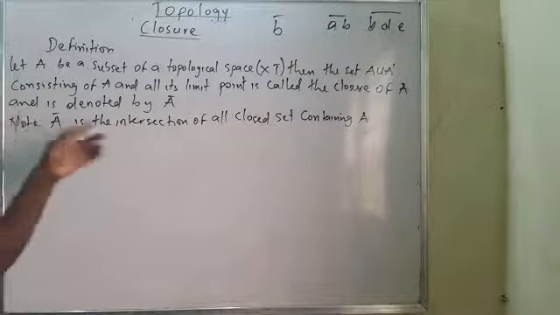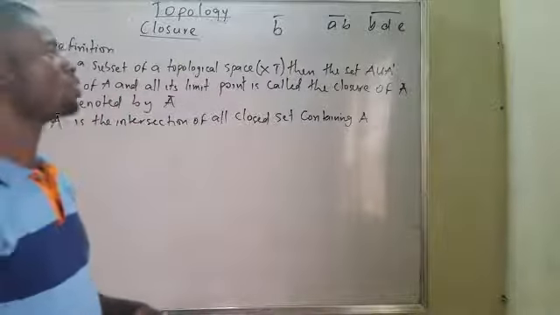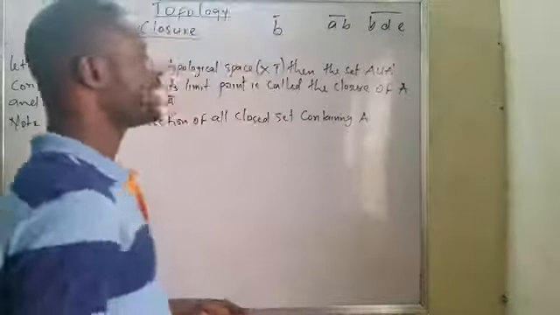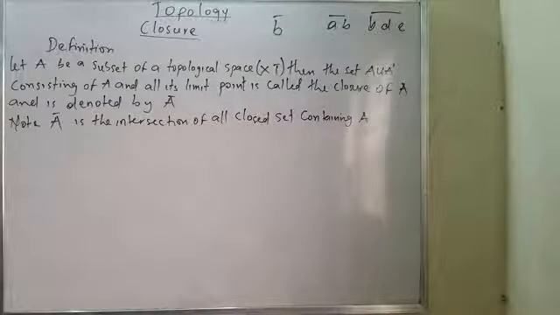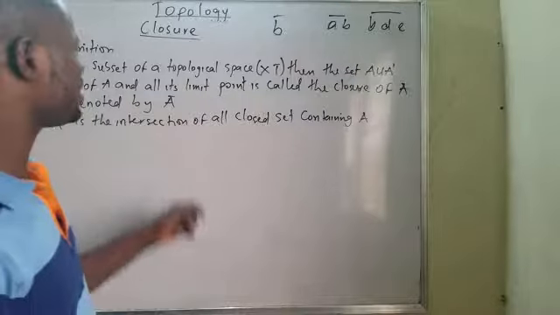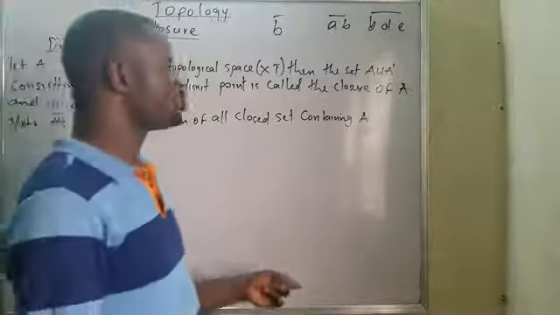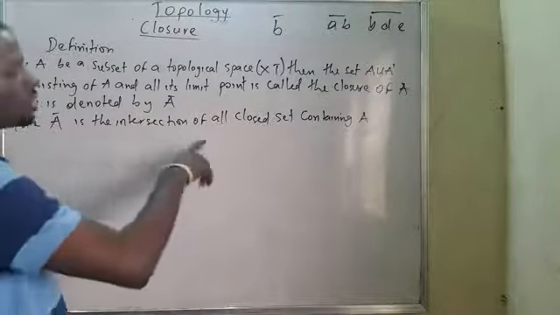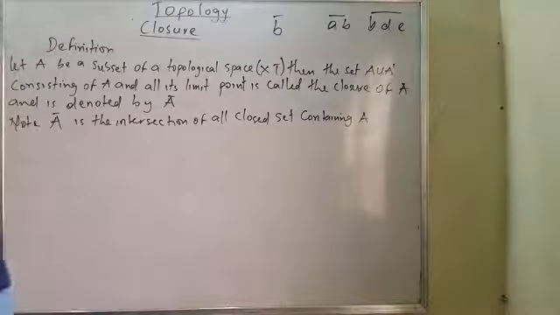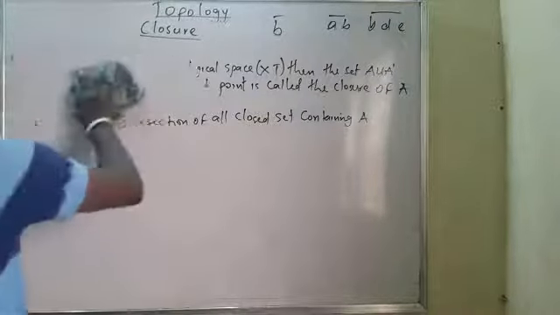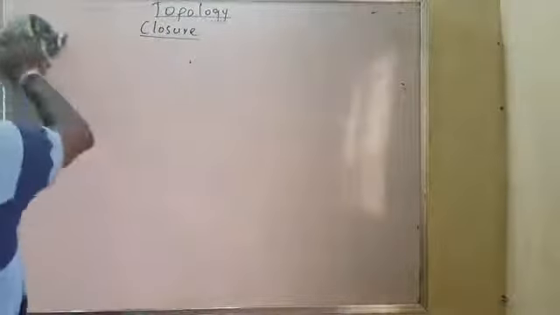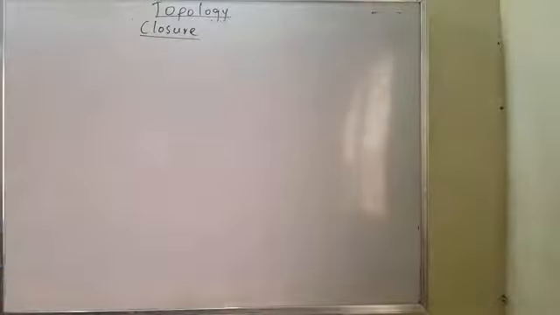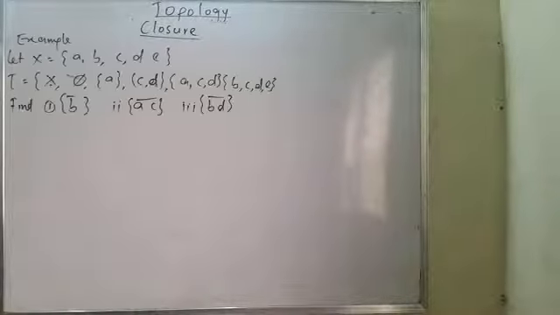Let A be a subset of a topology. I think I've explained what topology is, which is open. Then the set A union A prime, consisting of A and all its limit points, is called the closure of A. Note, the closure is the intersection of closed sets containing A. Now let me give an example that will illustrate my definition. It's good to understand from an example so you will be able to write your own without stress.